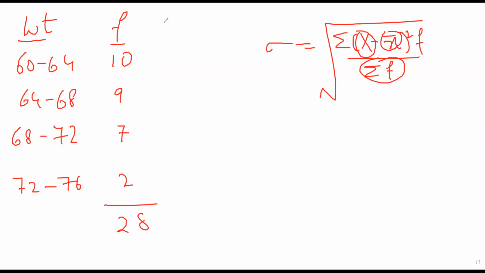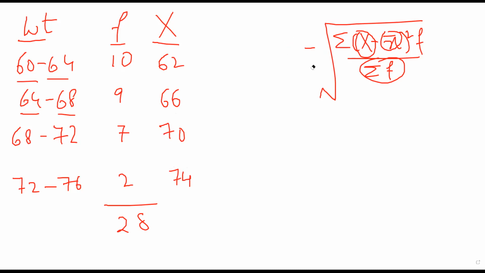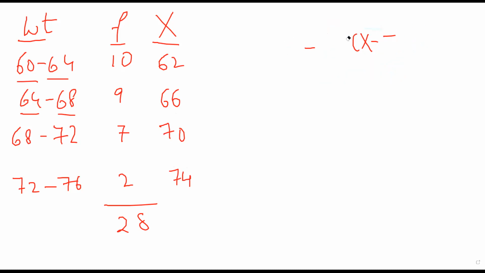Now, first thing that you have to do is find capital X, the midpoint. If you add 60 plus 64 divided by 2, you will get 62. 64 plus 68 divided by 2 will be 66. So 4 is the difference. Next one will be 70. Next one will be 74. Right. Now do XF or FX, whatever you call it. F into X.